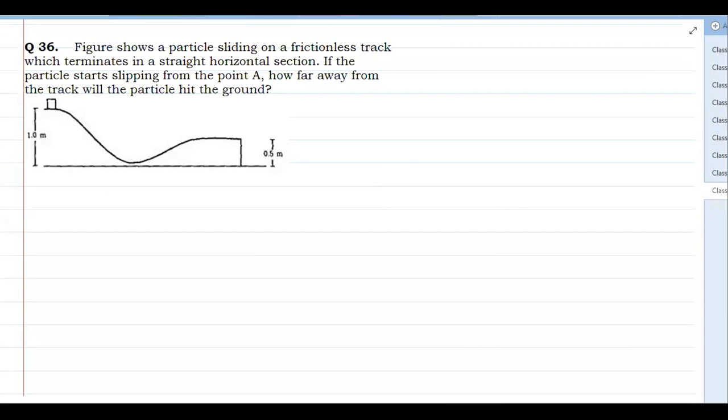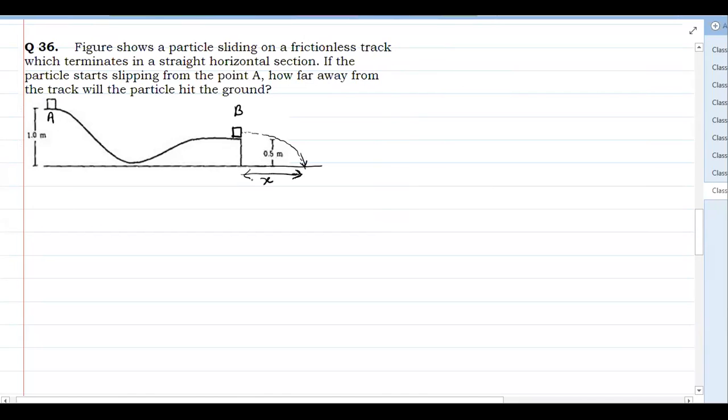it starts slipping and it will come here and acquire some velocity. Suppose this is point A and this is point B. When it reaches point B, the particle will acquire some velocity, and as a result of that velocity, the particle will fall, and it may fall at some distance. So this distance we need to calculate. How far from the track will the particle hit the ground? So this x we need to calculate.